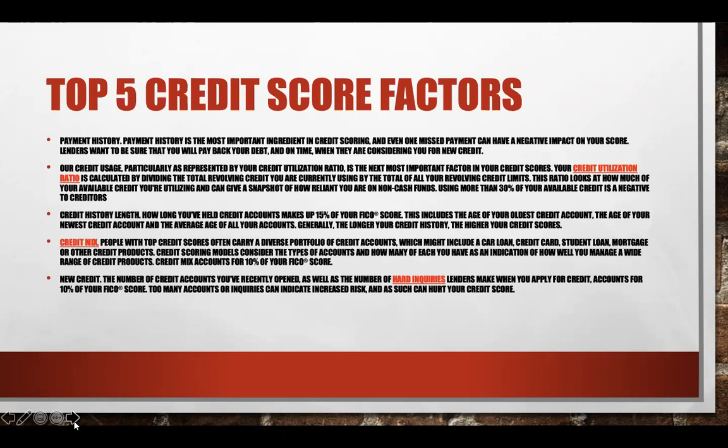All right, credit mix. People with top credit scores often carry a diverse portfolio of credit accounts, which may include a car loan, credit card, student loan, mortgage, or other credits. Credit scoring models consider the type of accounts and how many of each you have as an indication of how well you manage a wide range of credit products. So this hit me negatively. For example, I told you for one day I had a credit score of 849.